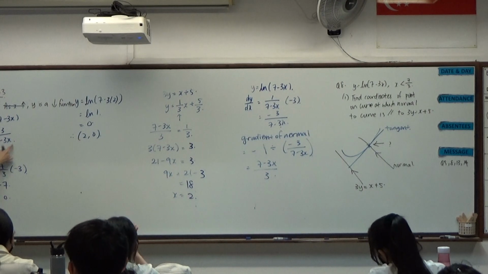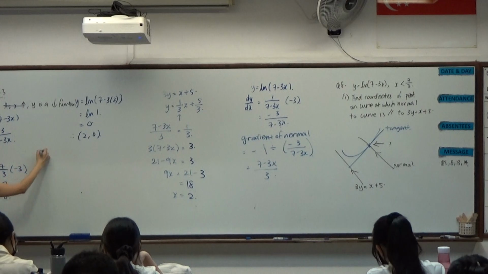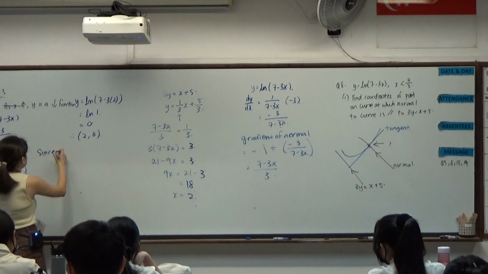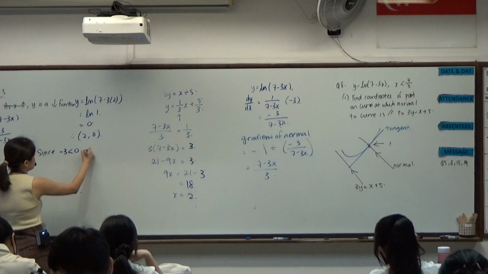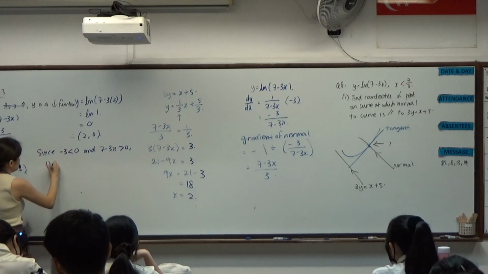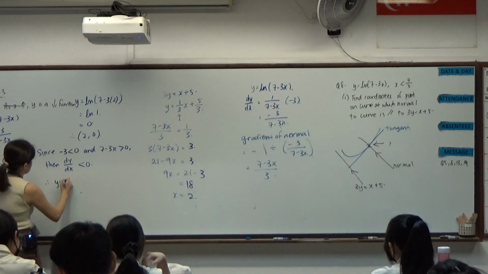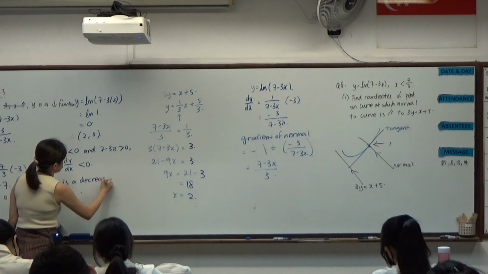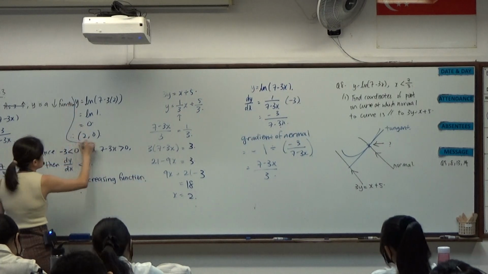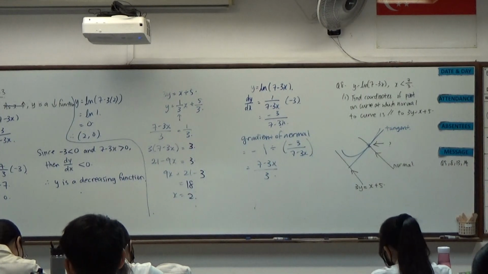Because the denominator is more than 0, it is positive, and the numerator is negative, we see that the overall fraction itself is going to be negative. So since negative 3 is less than 0, and 7 minus 3x is more than 0, your dy over dx is less than 0. Therefore, y is a decreasing function. That will be how we show that it is a decreasing function.